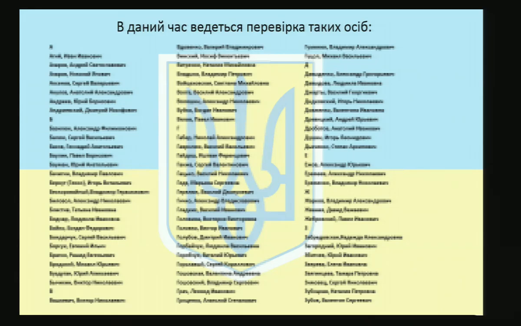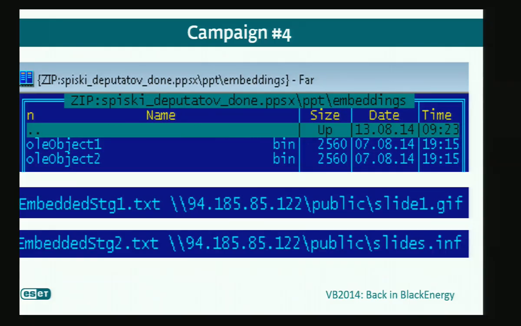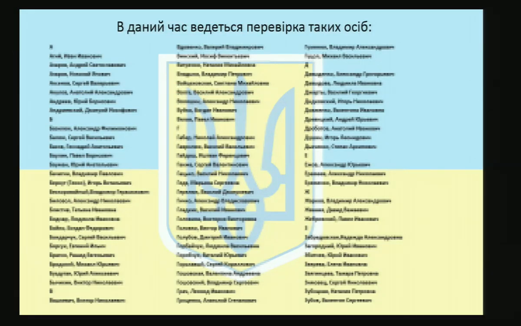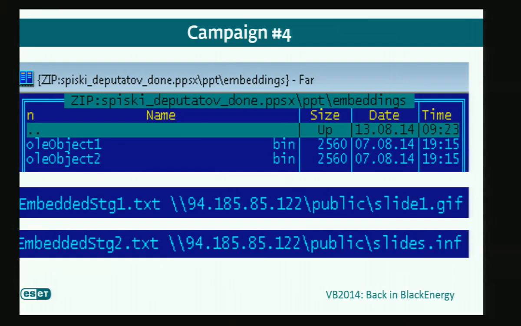But what's more important is what's happening in the background. As you can probably guess, this will eventually lead to the installation of BlackEnergy Lite. The interesting part is how. The PowerPoint package contains two embedded OLE objects, and both of them contain a remote path as to where the resource is located. So it's a feature of PowerPoint to load these files, and it's a dangerous one.